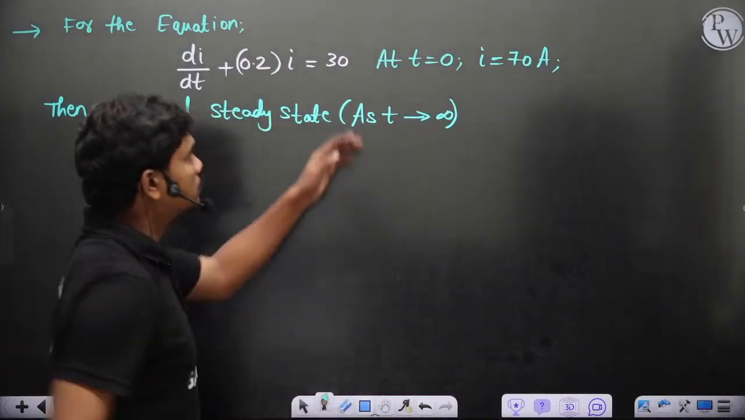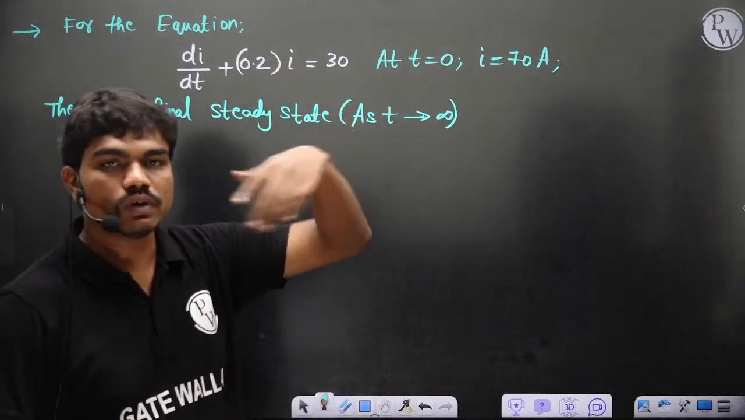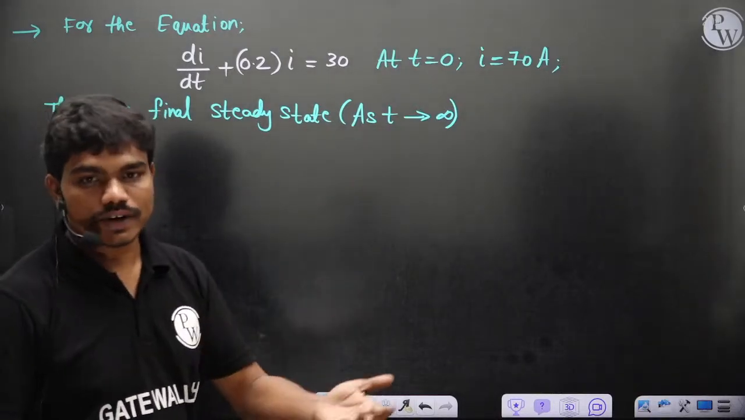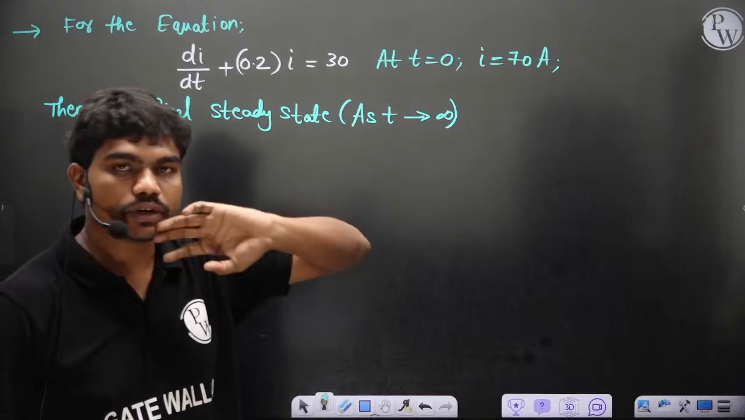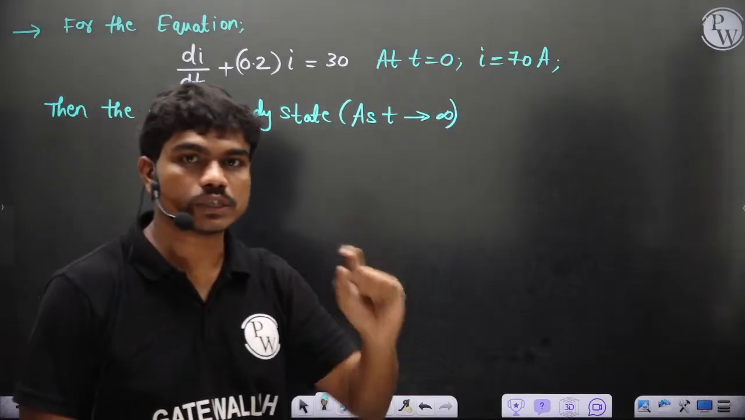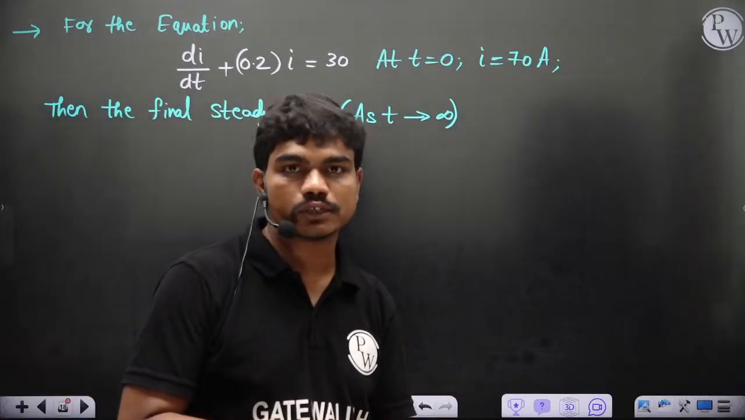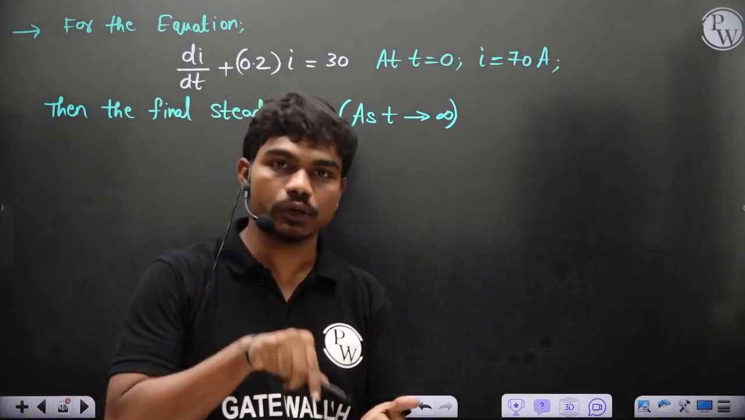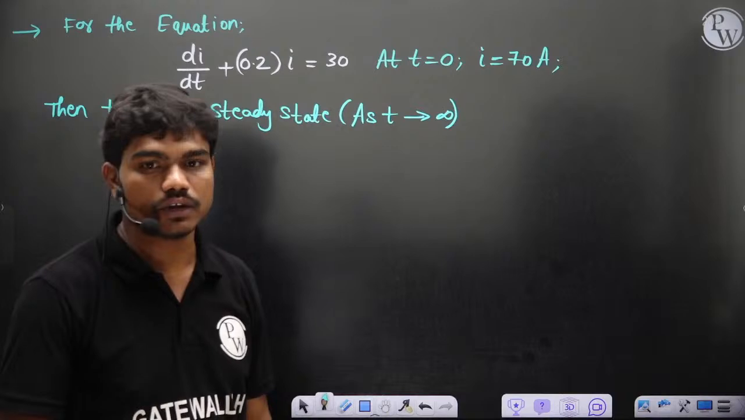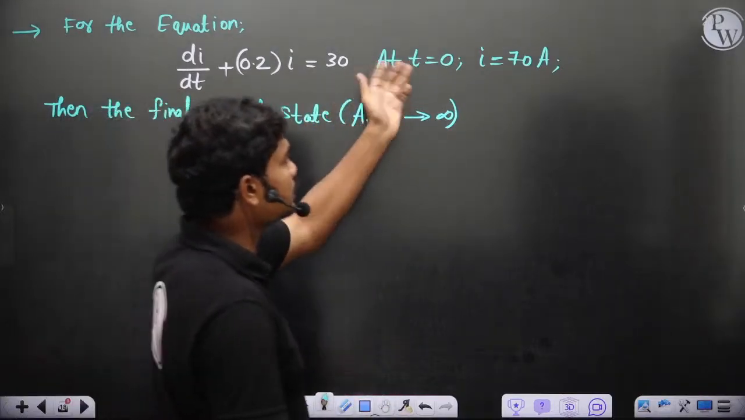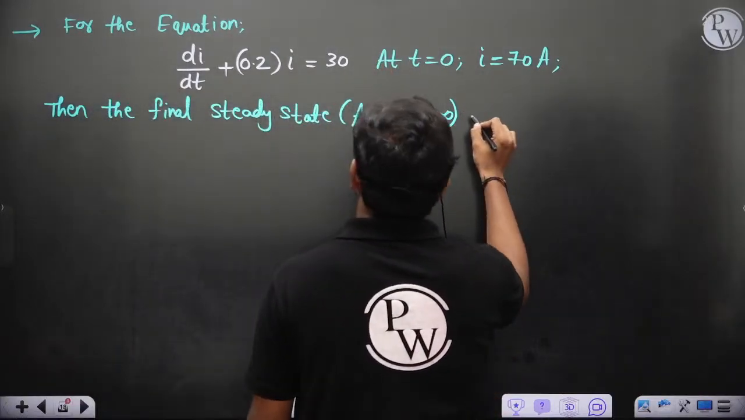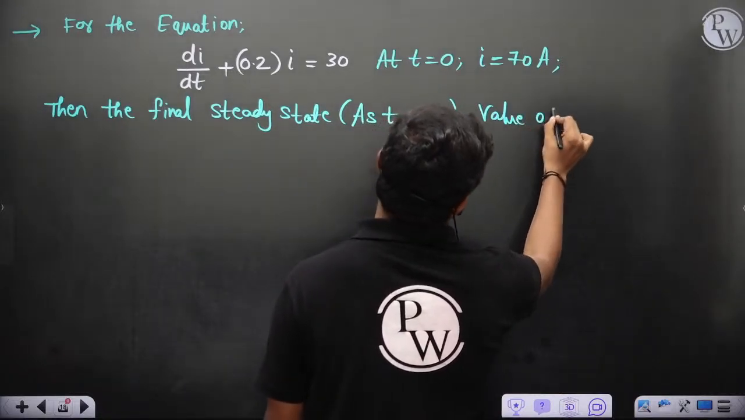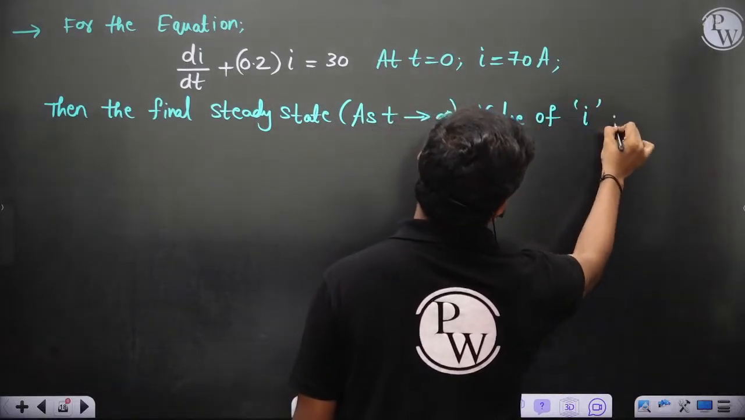So once you solve this equation and put the boundary condition, you will get the arbitrary constant value. Once you get it, you will get the particular solution. In the particular solution, if you substitute t equal to infinity, that is called the final steady state value as t tends to infinity. Then the final steady state value of current in the circuit, I, is dash.